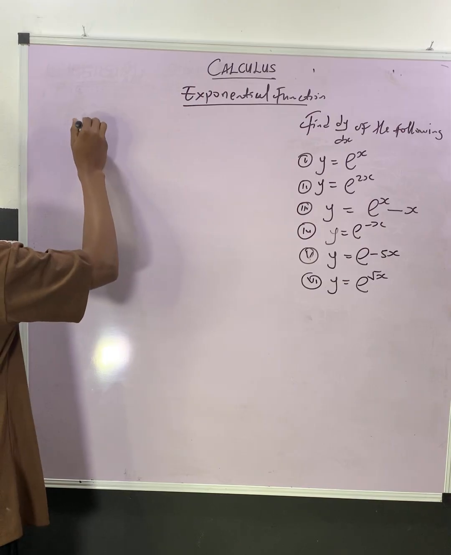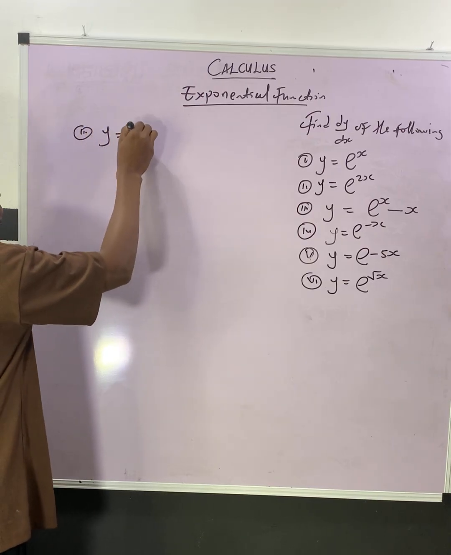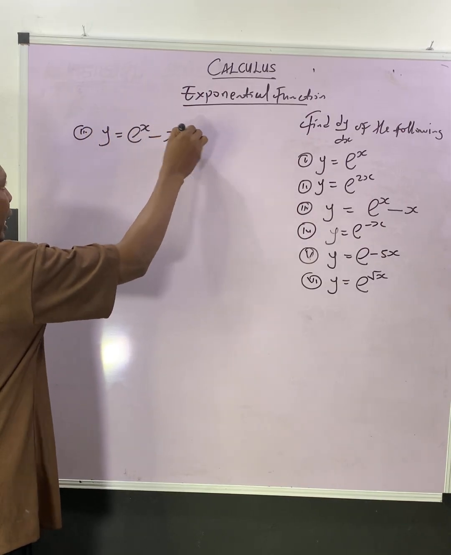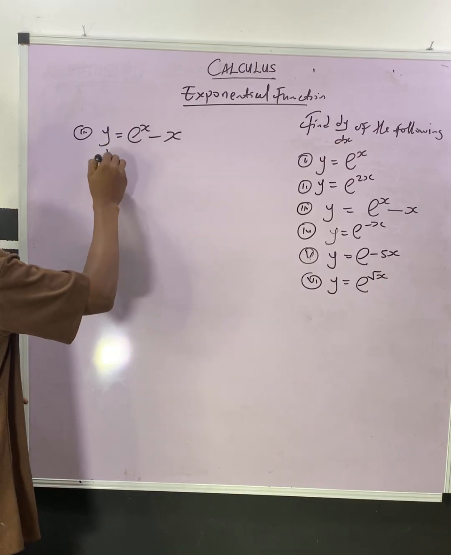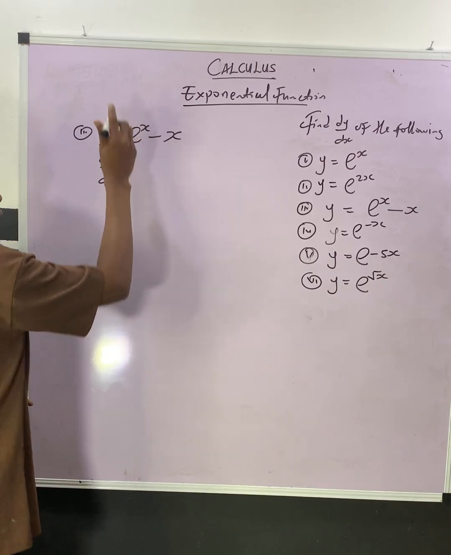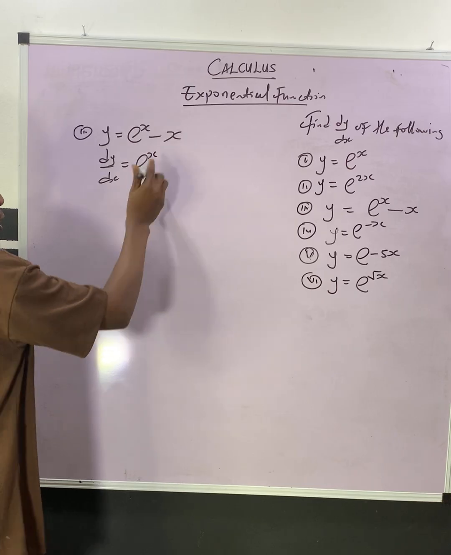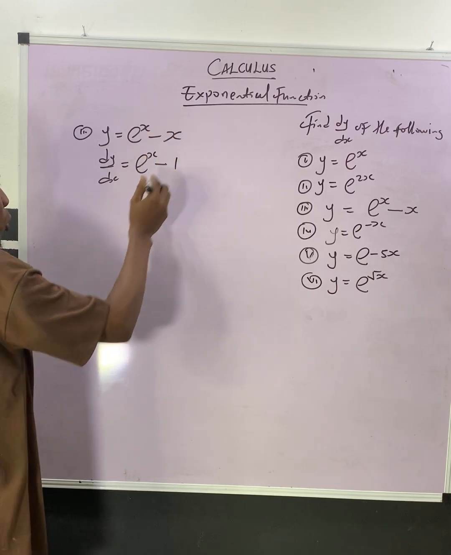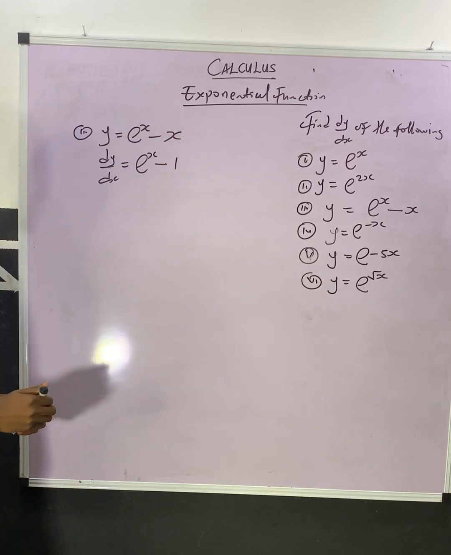So for question 3, we have y equals e^x minus x. So our dy/dx is equal to, if I differentiate e^x, it's e^x, minus, if I differentiate x, it is 1. So that's the final answer.